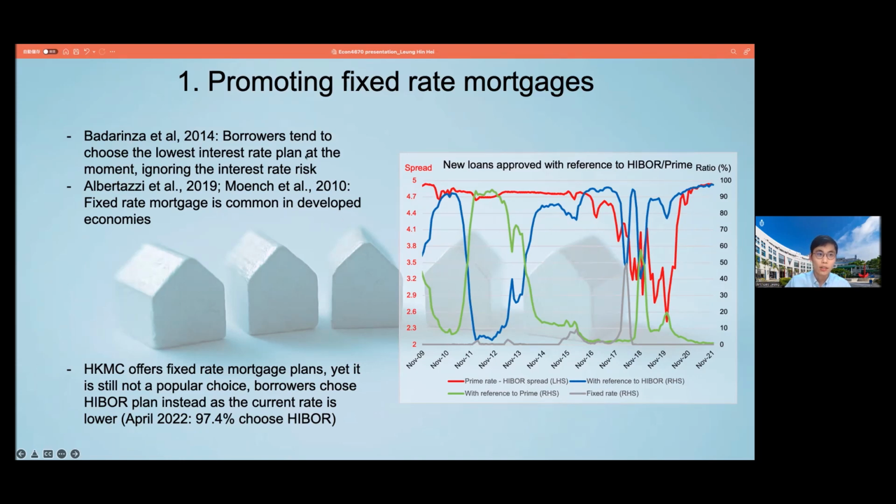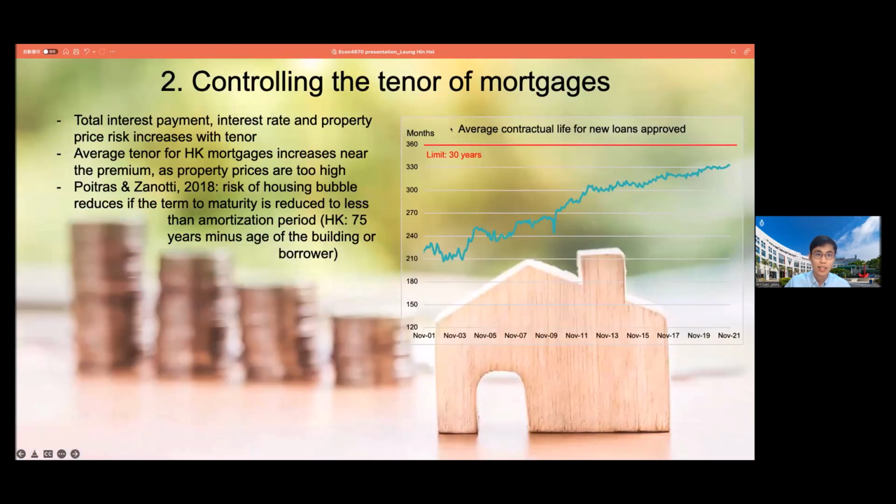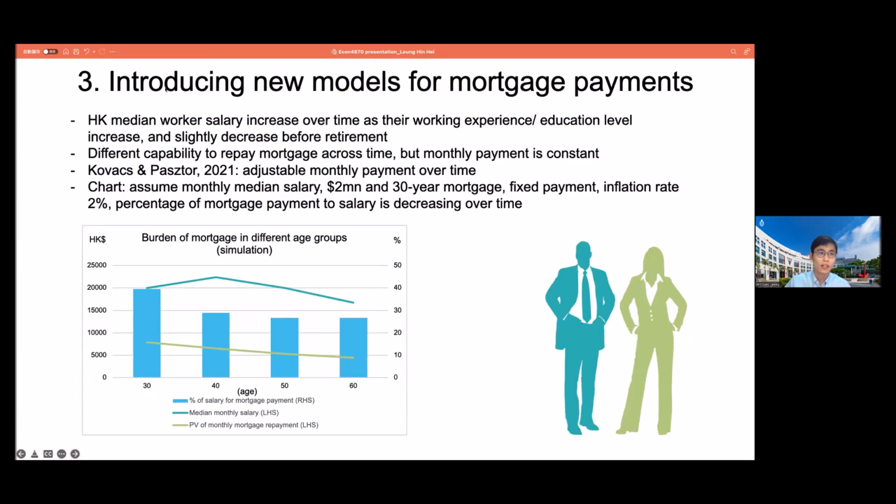Thank you. There are three recommendations. The first one is promoting fixed rate mortgages, and the second is controlling the tenor of mortgages, because the tenor in Hong Kong is really long because of the very high residential prices. The third is introducing new models for mortgage payments, because in general people's income differs according to their ages.